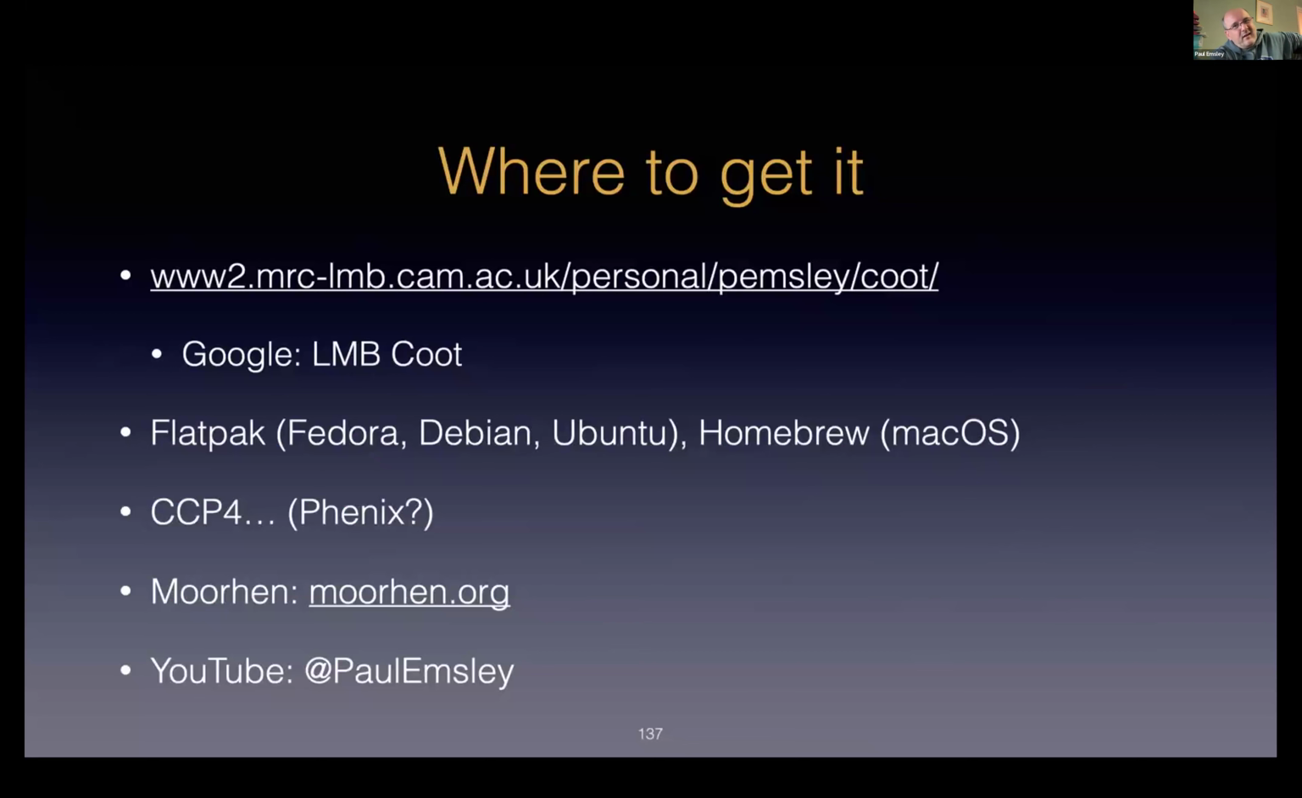So how do you get it? The way I do it is Google LMB Coot, and it finds it. You can also get it from Flatpak and Homebrew, CCP4, fingers crossed, Phoenix not too soon. No, that's not right. Soon, not too long. And Moorhen, of course, is a website. You just go to the website.